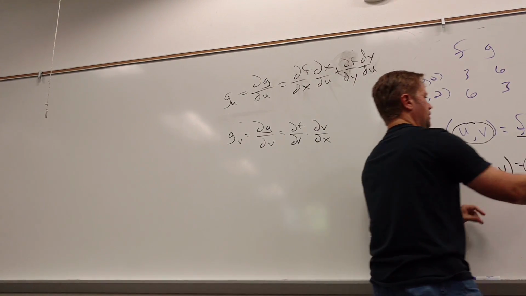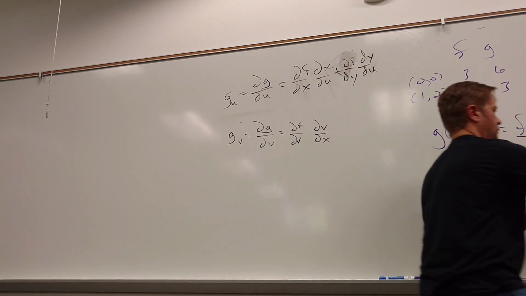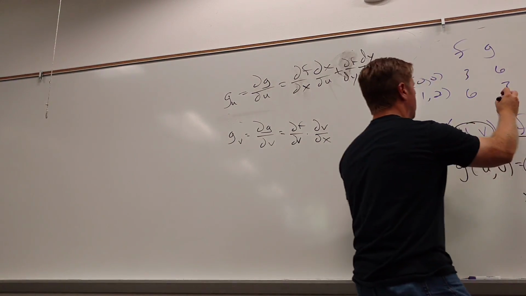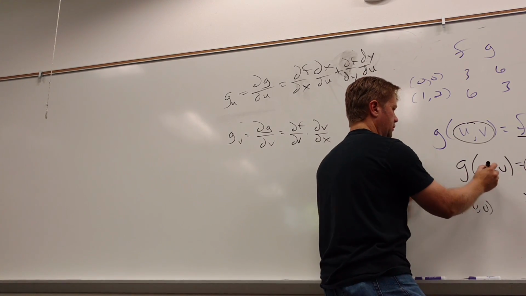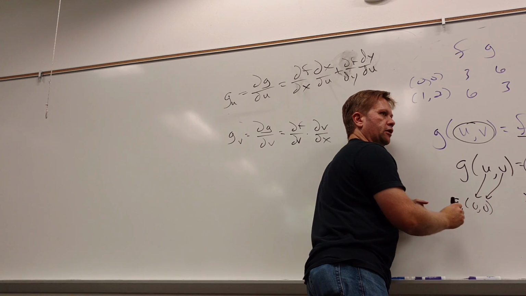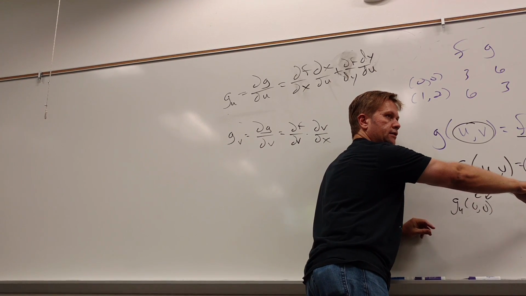All right. Why do we move to the 1, 2 column? So you ready? The question is, what is g_u at (0, 0)? So it's telling me that u is 0 and v is 0. So then what's x?